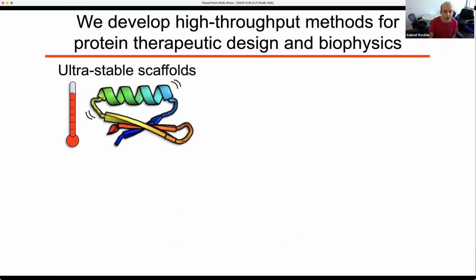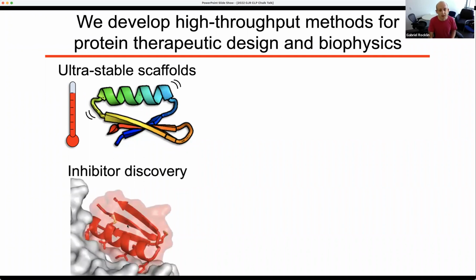The first is to just try to learn to design really, really stable proteins, not necessarily proteins that have functions, but just fold into incredibly stable structures. And then one of the things that we want to do is to take those structures and modify them so that they can be inhibitors or therapeutic candidates, like to block protein-protein interactions.